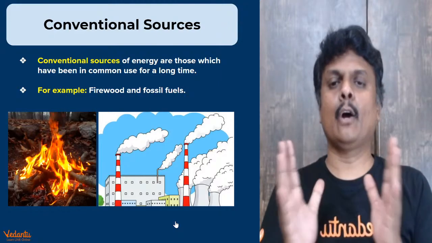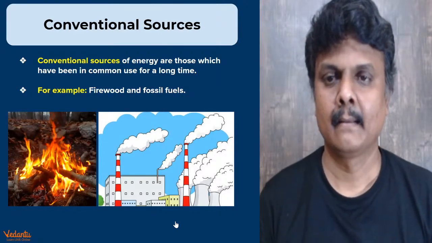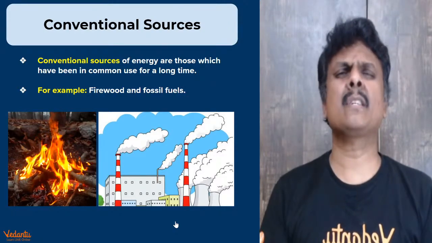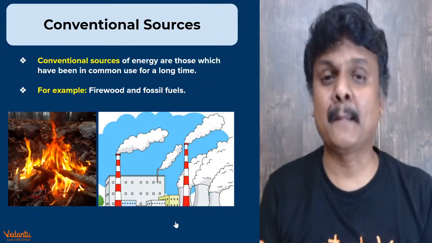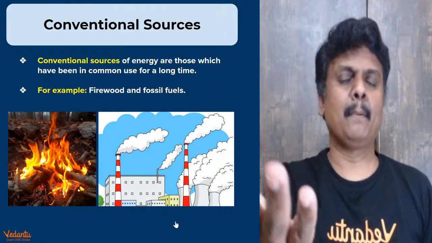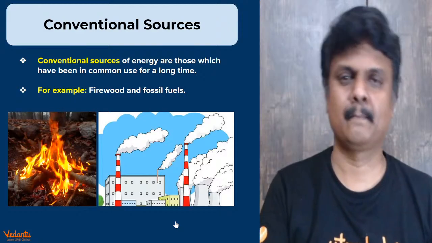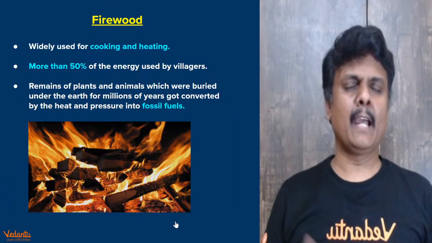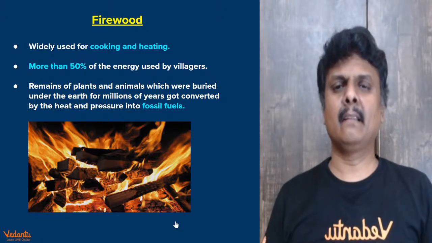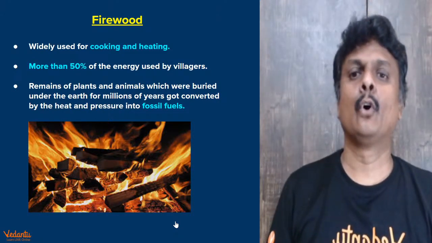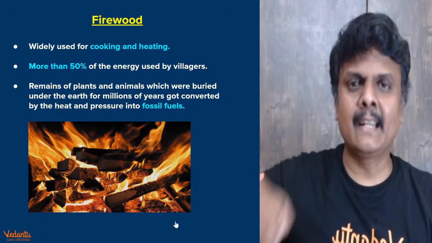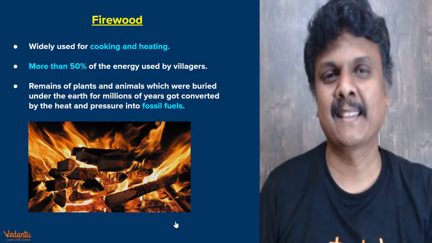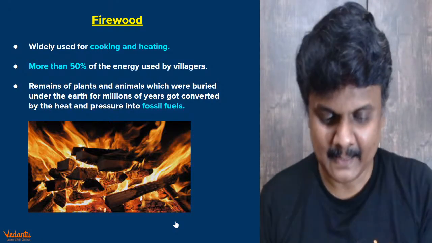Splitting of the nucleus, guys, we call it fission, nuclear fission. Someone has asked that question. Conventional sources are traditional. They have been used for a long time. Old forms of energy, for example firewood and fossil fuels like coal, petrol, etc. Firewood, guys, this is pretty simple. Firewood generally we use for what? Cooking, heating, driving away animals in olden days. Even today in India, 50% of energy in villages is through firewood. Even today.